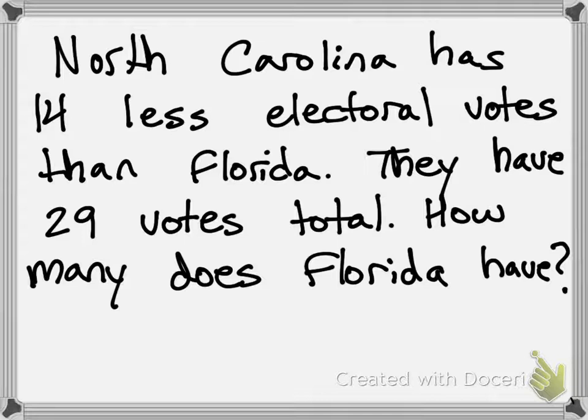What is our variable? Very easy. What is our variable, Emerson? What don't we know? Excellent. How many does Florida have? So we'll just say that is F. Perfect. We need an equation that has a number, operation, variable on one side, an equal sign, and then a number on the other side.